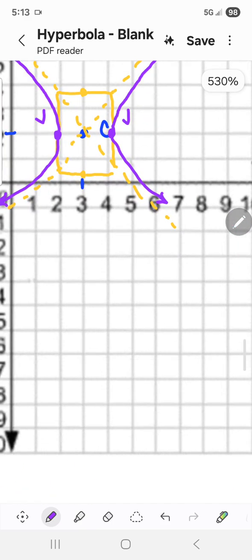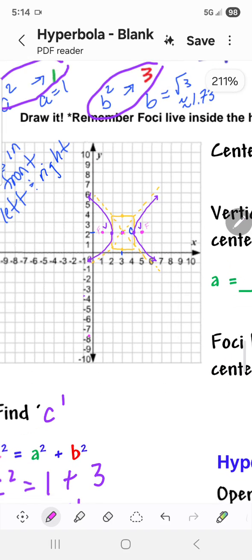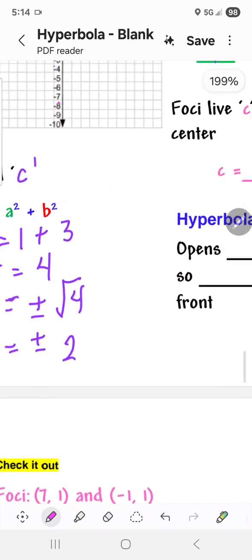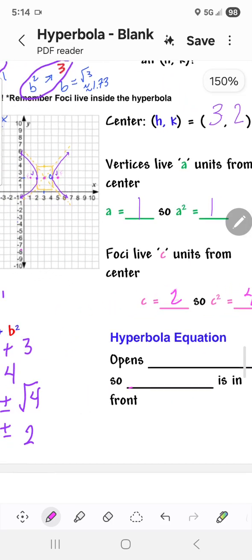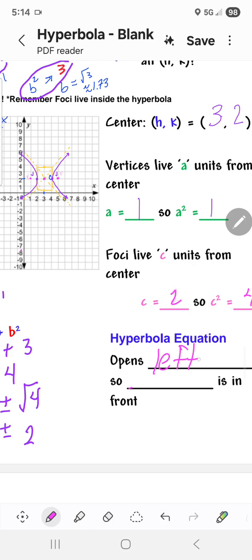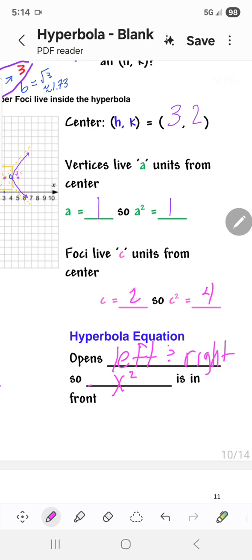And that should make sense. The foci live c units from center. So from the center, I'm going to go 1, 2 units and 1, 2 units. And that makes sense because this foci is inside of that hyperbola. Always check your values, making sure they make sense. So we got the value of 2, so c squared is going to get me 4. This hyperbola we can see opens up left and right. And we can already tell from the equation that the x squared was in front.